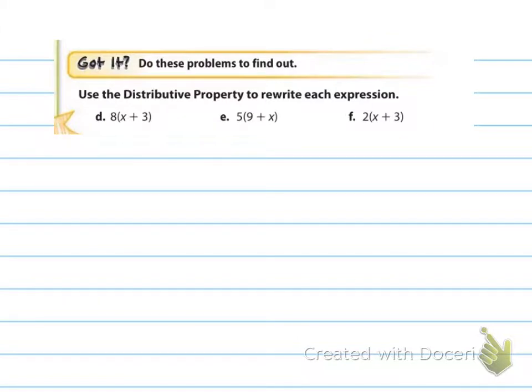All right, now you go ahead and do some of these examples yourself. If you'd like to draw the pictures, draw the pictures. If you'd like to do the pretty rainbow, do the pretty rainbow. But please don't forget to multiply everything inside the parentheses by what's outside the parentheses. All right, so you're doing D, E, and F, and I'll come back and show you my answers. Pause the video now.